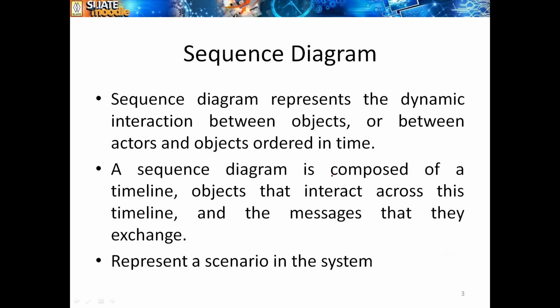A sequence diagram represents the dynamic interaction between objects, or between actors and objects, ordered in time. Right? A sequence diagram is composed of timelines. Objects interact across the timeline, and the messages they exchange represent a scenario in the system. The sequence diagram represents the scenario of the system.